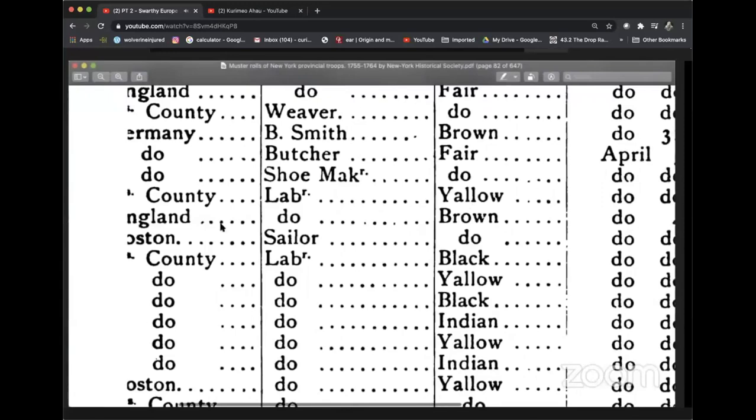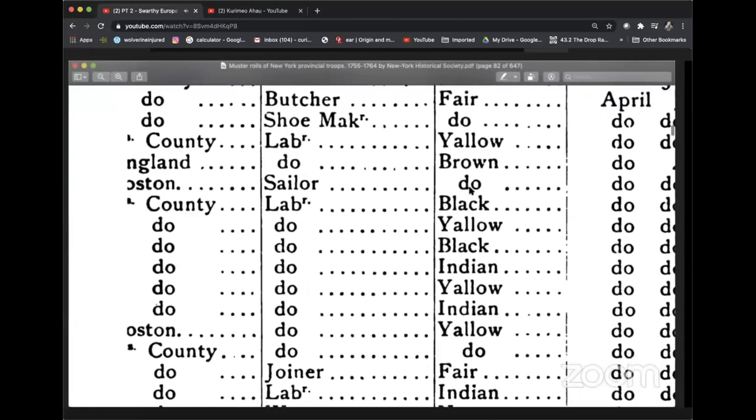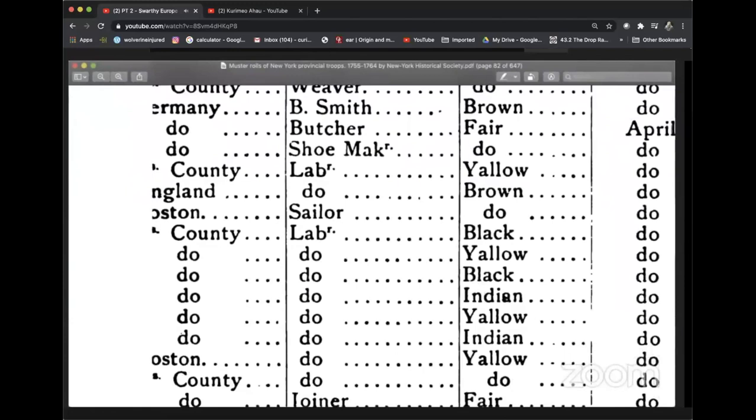We got England, brown. They got County, black. Yeah, what you see? Indian. Oh yeah, there you go. Indian, straight up. They're like, well, we're not going to say black, we're going to say he's Indian. And another one. And another one.